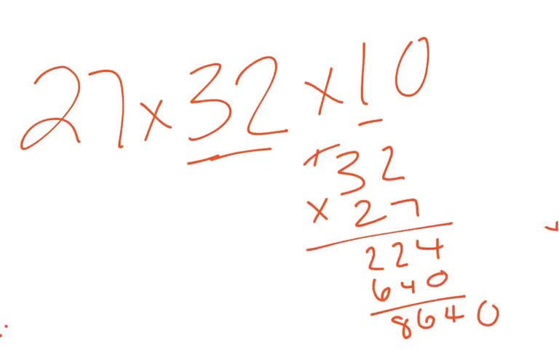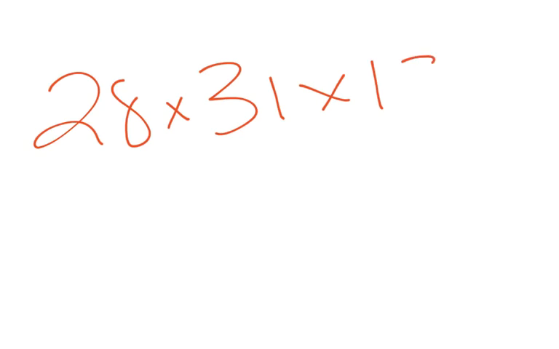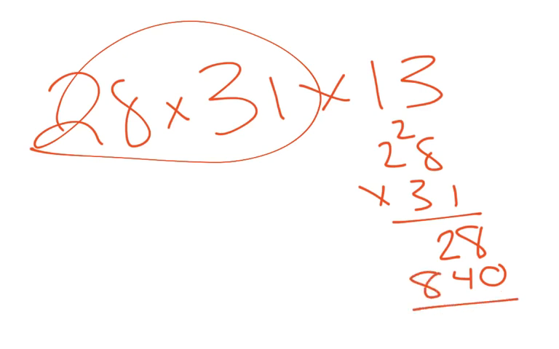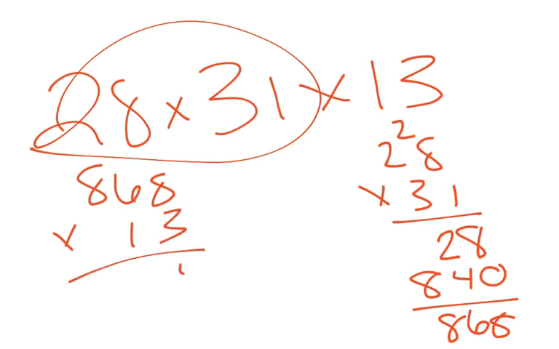28 by 31 by 13. Let's do 28 times 31 first. 8 times 1 is 8. 2 times 1 is 2. Put a 0. 3 times 8 is 24. 3 times 2 is 6 plus 2 is 8. And then I still need to multiply that by 13. 3 times 8 is 24. 3 times 6 is 18, 19, 20. 3 times 8 is 24, 25, 26.